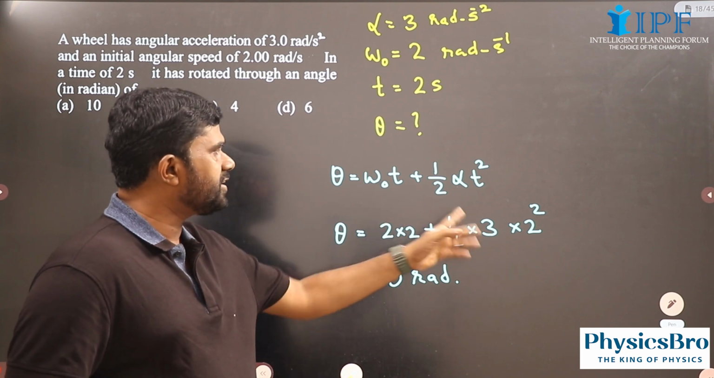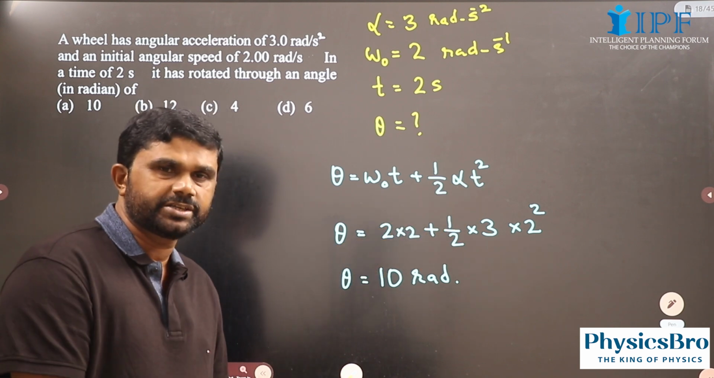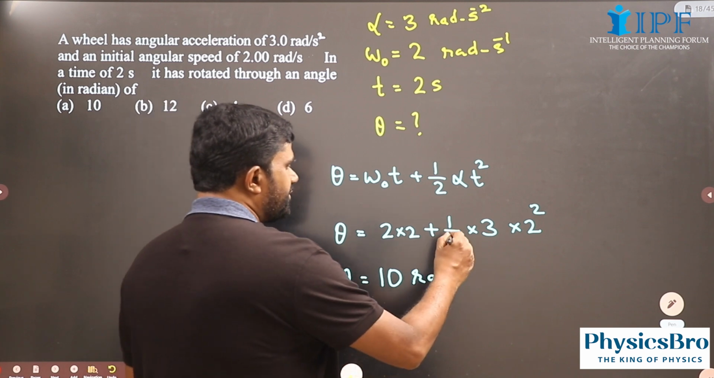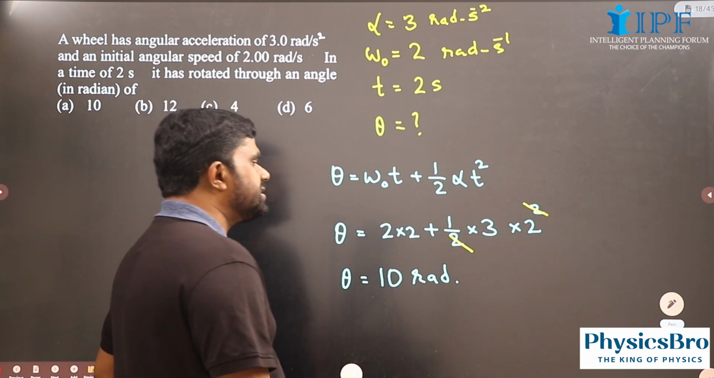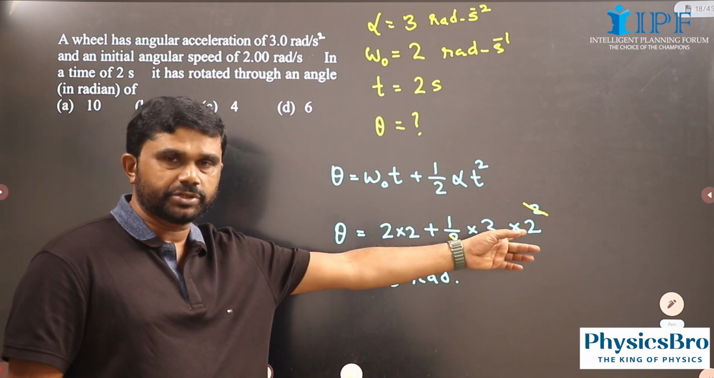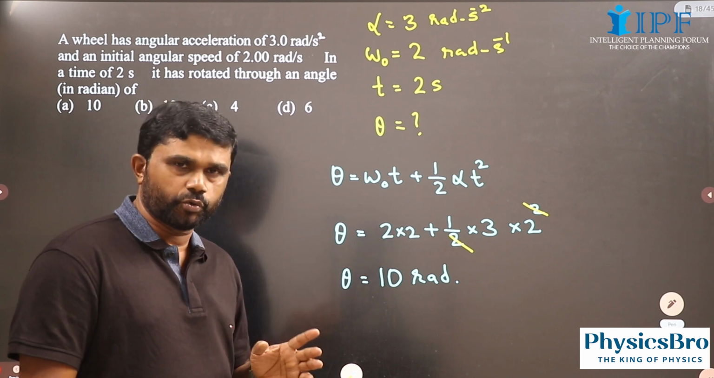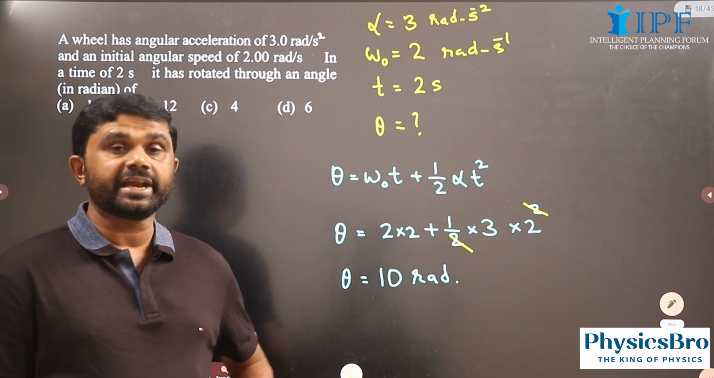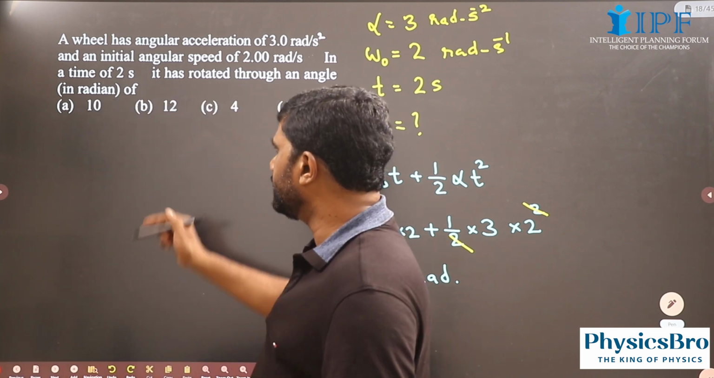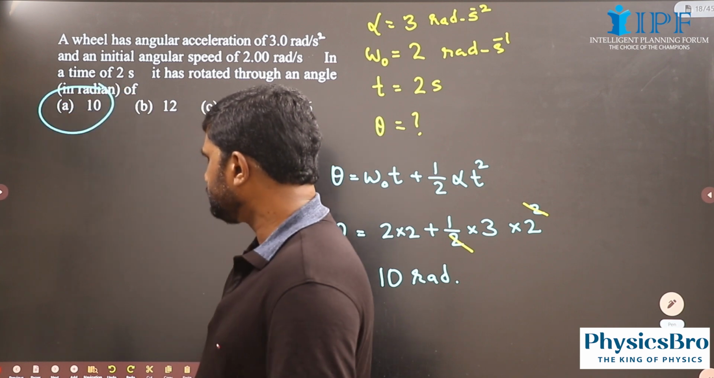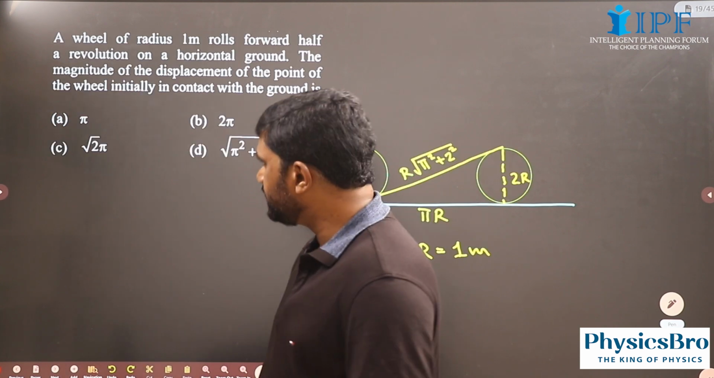Half alpha is 3 and t square means 2 square. Here we have a 2 and this 2 can be cancelled. Then here we have 3 into 2, that is 6, 2 into 2, that is 4. 6 plus 4 is equal to 10 radian. 10 radian, this one. Now let's see what we have next.